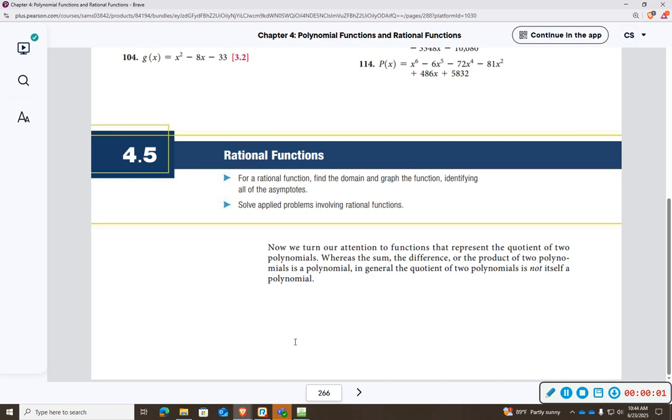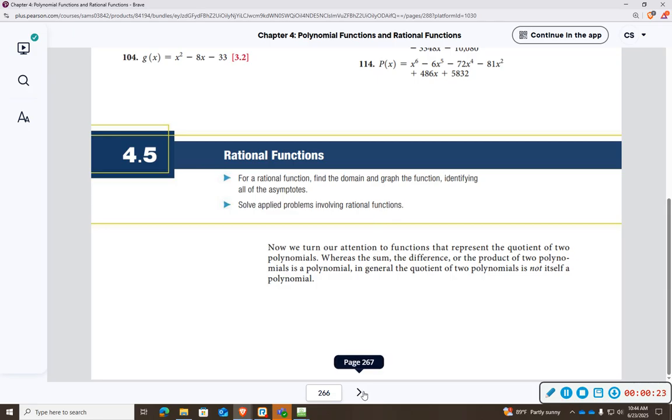All right, today we're going to be looking at section 4.5 and its rational functions. We've got two objectives. The first is, for a rational function, we're going to find the domain and graph the function, identifying all of its asymptotes. And the second just says solve applied problems involving rational functions.